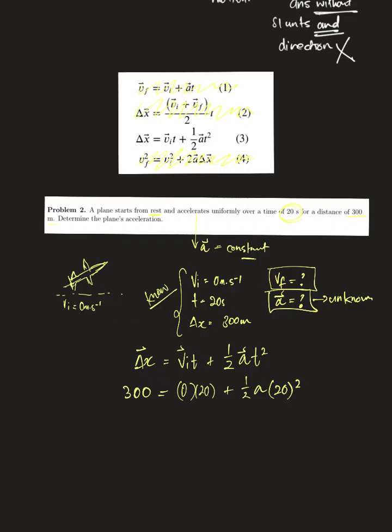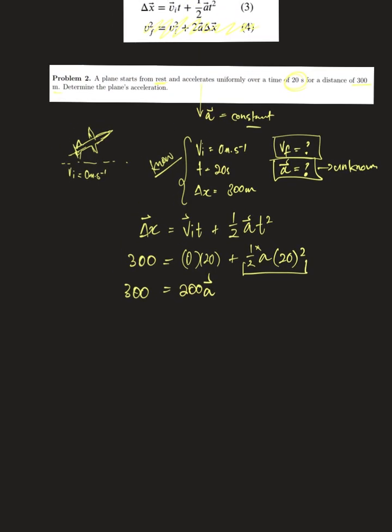So now I can put this into the calculator. A half times 20 squared. And that's going to give me 300 is equal to 200A. Now I want that A by itself. So I'm just going to take both sides and divide by 200 to get rid of that. That means acceleration is equal to 300 divided by 200, which is 1.5. And for acceleration, it's meters per second squared. And because it's a positive value, I can say it's in the direction of motion.